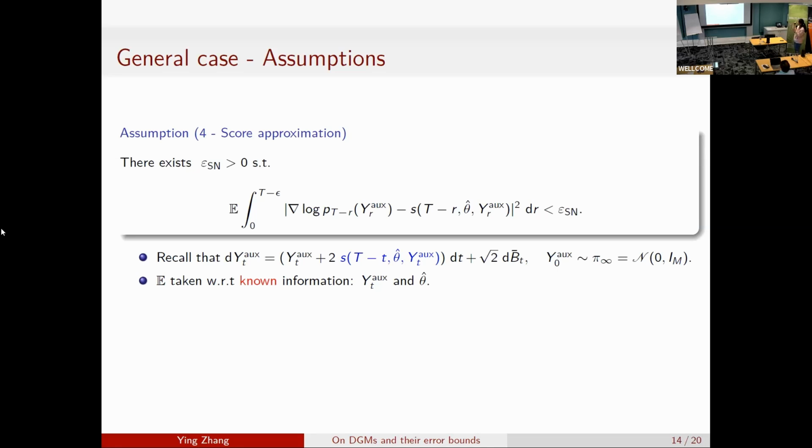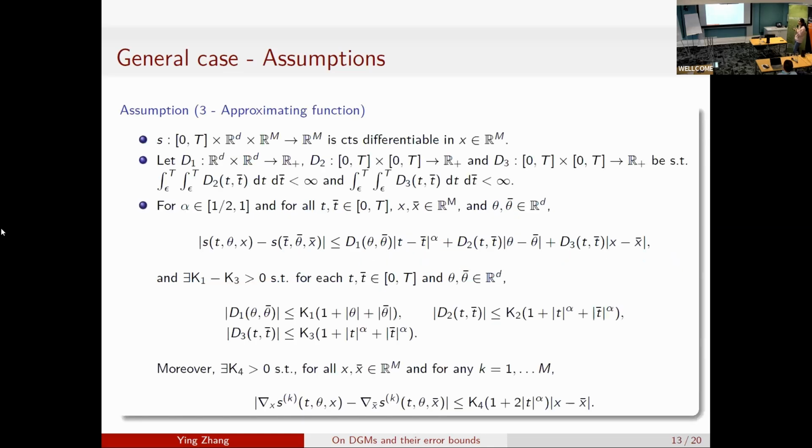The thing is that in this assumption, the expectation is taken with respect to the known information, with respect to the auxiliary process as well as theta hat. For the auxiliary process, we recall that it has this expression, and everything is known because the initial distribution is just a standard Gaussian. We will be able to choose this approximating function explicitly as long as it satisfies this assumption.